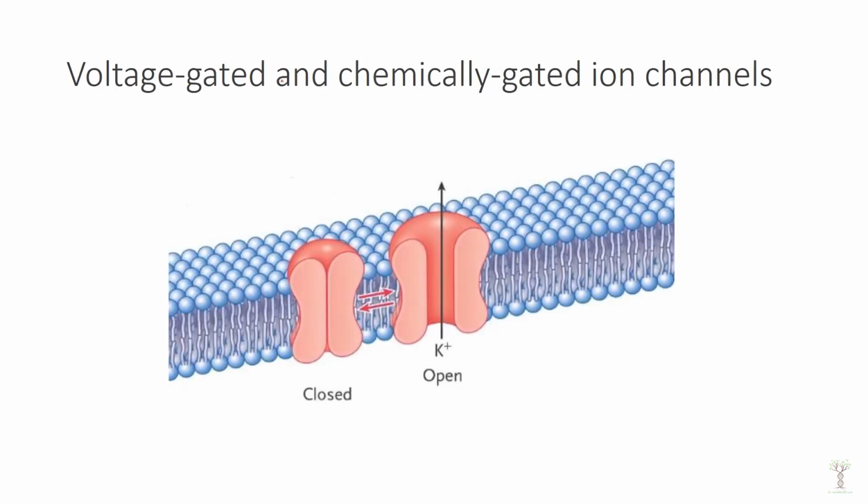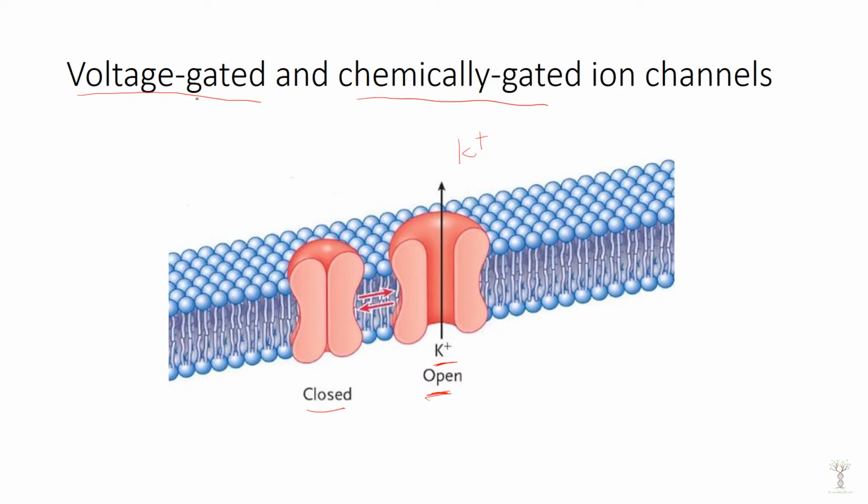The next thing that is important to know is the difference between a voltage-gated channel and a chemically gated channel. Let's suppose we have a potassium channel here. When it is closed, potassium ions cannot cross the membrane. When it is open, potassium ions can cross the membrane. What makes this channel open? What will allow that ion to travel across the membrane?